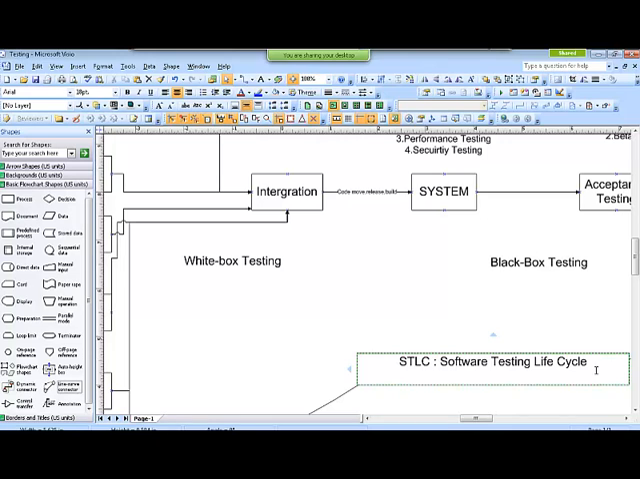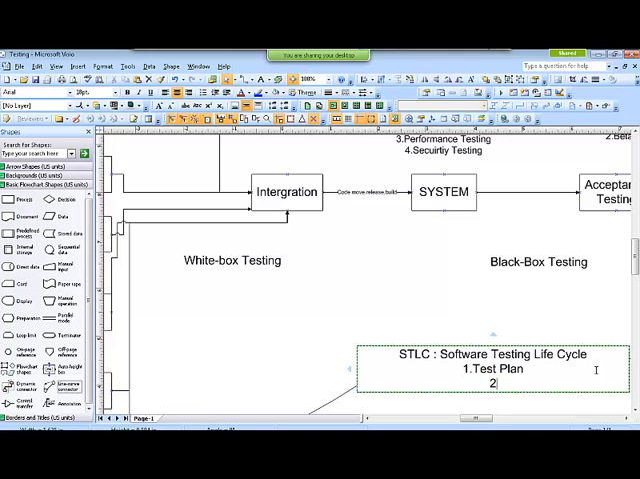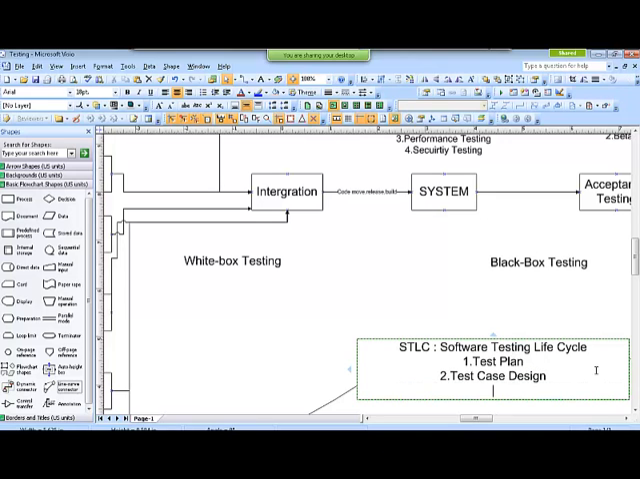Now in STLC also we have different phases, guys. Just try to understand one by one. The first phase in the STLC is the test plan. You have to come up with the test plan. The next one is the test case design. We're going to discuss what you mean by test plan and test case design. So the second one is test case design.